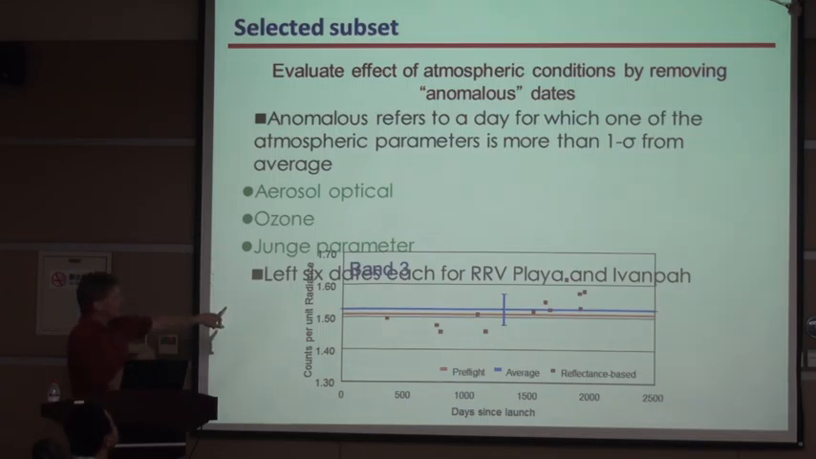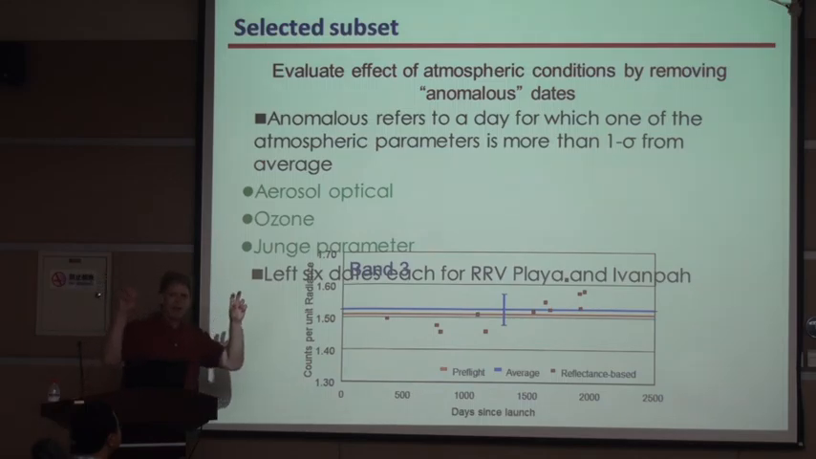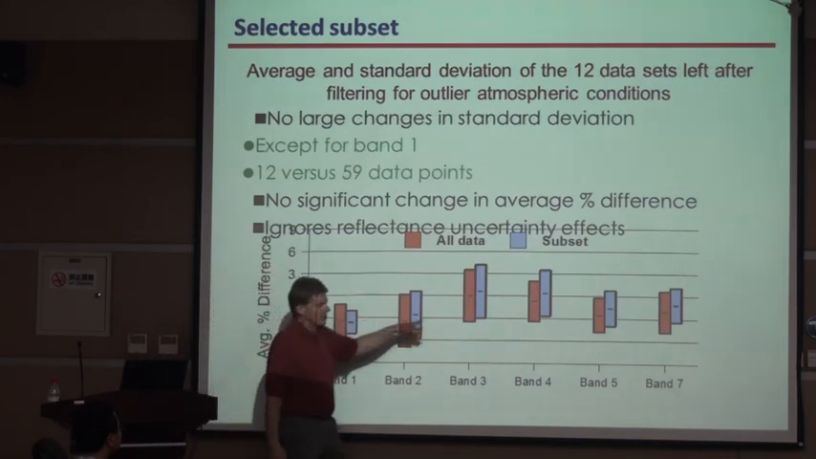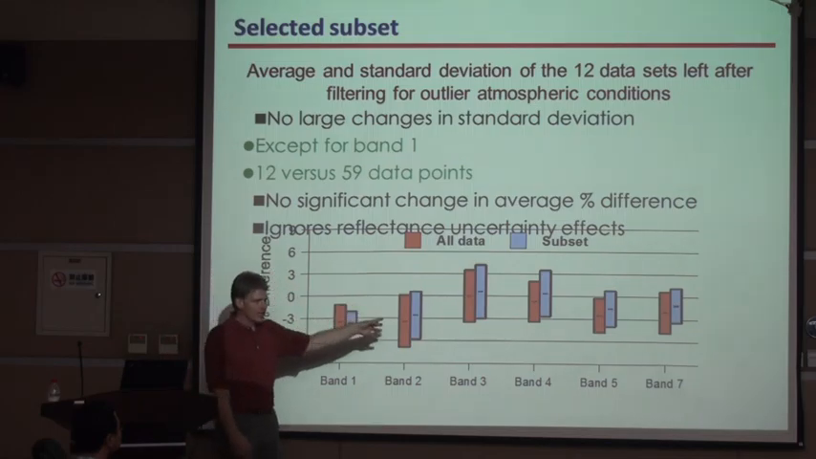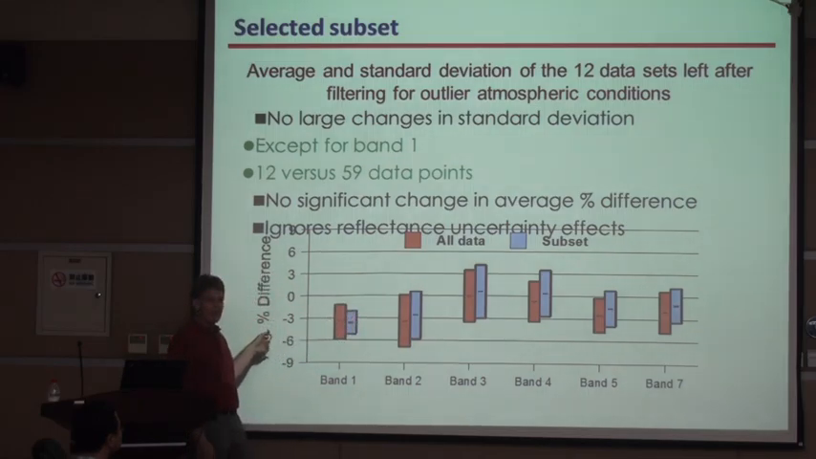Same thing, and I showed this the other day, yesterday, where if we got rid of all of the bad aerosol, and bad ozone, and bad Junge parameter cases, what kind of average do we have? And this just shows that the repeatability is there regardless of the atmospheric conditions. So we ended up with 12 data sets, and the results still agreed to within the statistical significance of everything involved. So what's nice is this is 12 data points versus 59. I can subset and get the right answer. And if I subset based on physics, I'm only going to use really good atmospheric days, I don't change my answer.